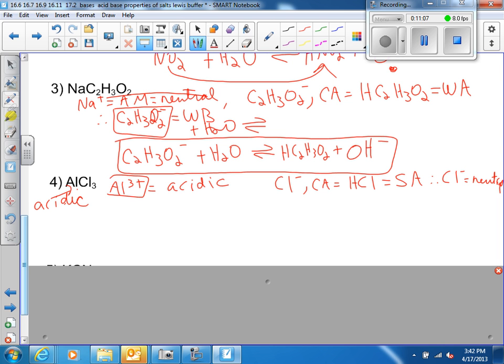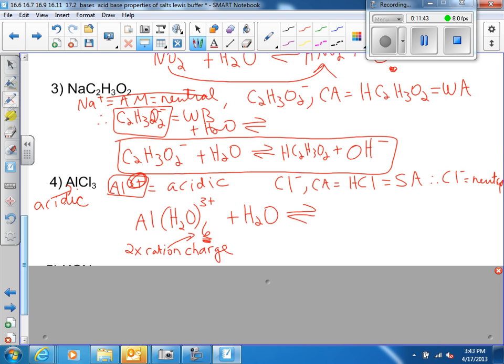When we have Al3+ in water, it does not exist as aluminum 3+. It exists as aluminum 3+ with 6 waters attached to it. The number of waters attached to the metal typically will be 2 times the cation's charge. So the cation's charge was +3. Therefore, we will have 6 waters. That's just a rule.